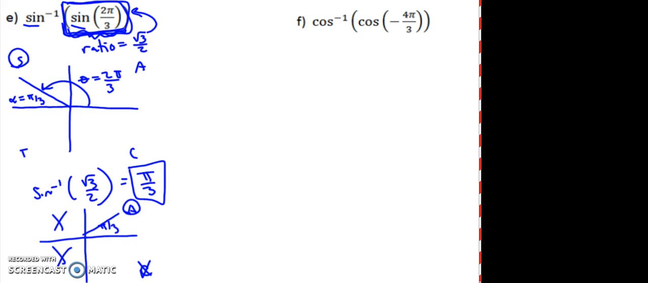All right, on part F, the arc cosine of the cosine of negative 4 pi over 3. Will this be negative 4 pi over 3 or will it be something else? So this is giving me a ratio. I'm trying to figure out what ratio that is. On the unit circle, if I go to negative 4 pi over 3, where is that located? It's negative, so we're going the opposite direction for the angle. This time we're going clockwise rather than counterclockwise like we have been doing for the positive angles.